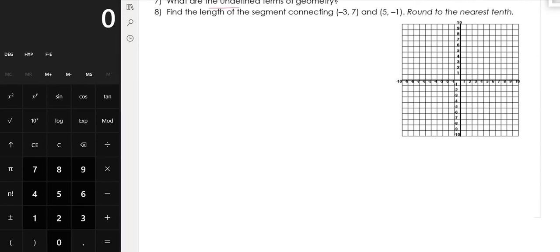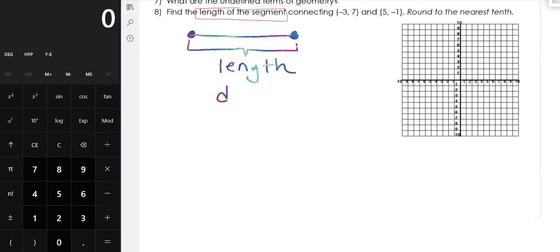Find the length of the line segment that connects 2 points. Now, when you're finding the length of a line segment, you need to envision that there is a line segment, a starting point and ending point, and you're trying to figure out how long it is. In other words, you're trying to figure out what's the distance from one point to the other. So when you see the word length, what you're really looking at is a distance problem.